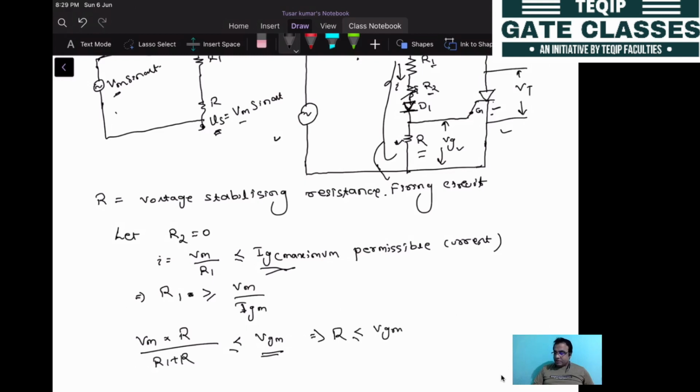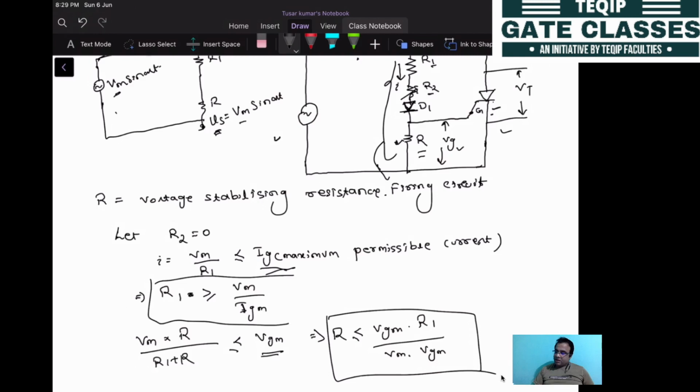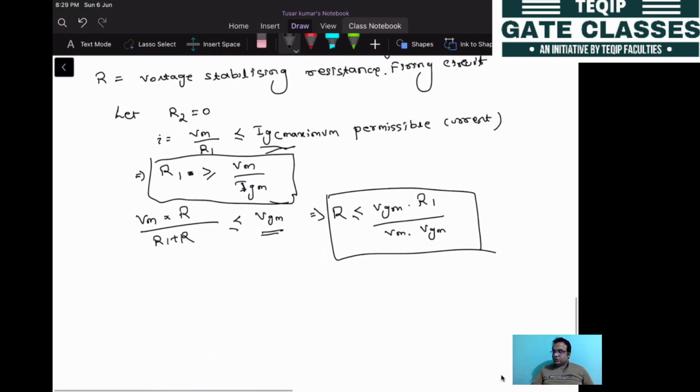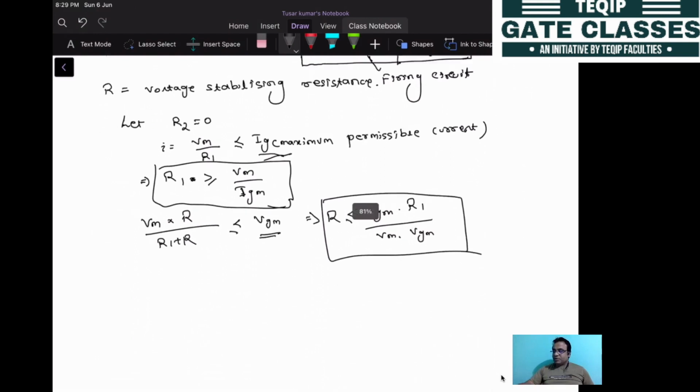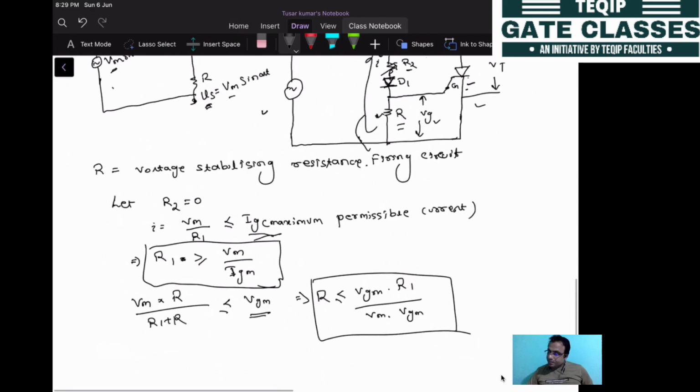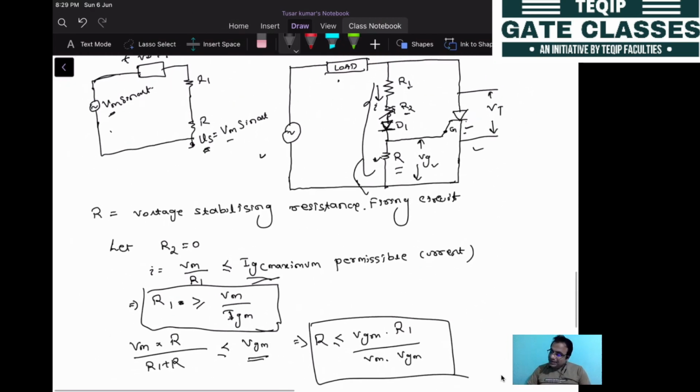So from this, you can find out the value of R, that must be equal to VGM into R1 divided by Vm minus VGM. Already you have got the value of R1, so from this you can get the value of R. And what is the value of R2? R2 is nothing but one variable resistance you can put, so that you can design this circuit for switching on the thyristor.